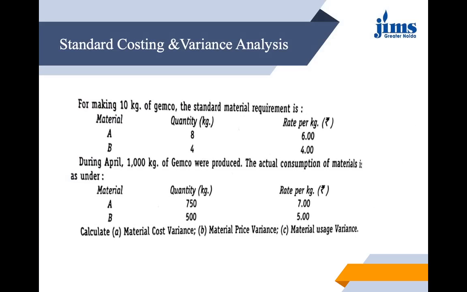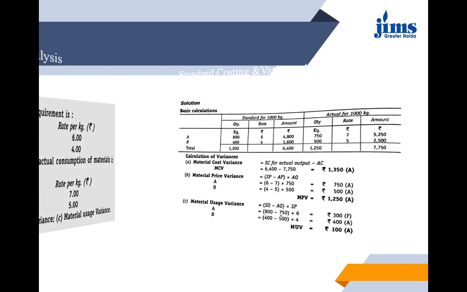For making 10 kg of Gemco, the standard material requirement is given as for A 8 kgs, for B 4 kgs. So it is for 10 kilograms of Gemco. Keep that in mind. Then, during April, 1000 kg of Gemco was produced, and the actual consumption of material is given to us for material A and B, and we need to find out material cost variance, price variance, and usage variance. Let us see the solution.